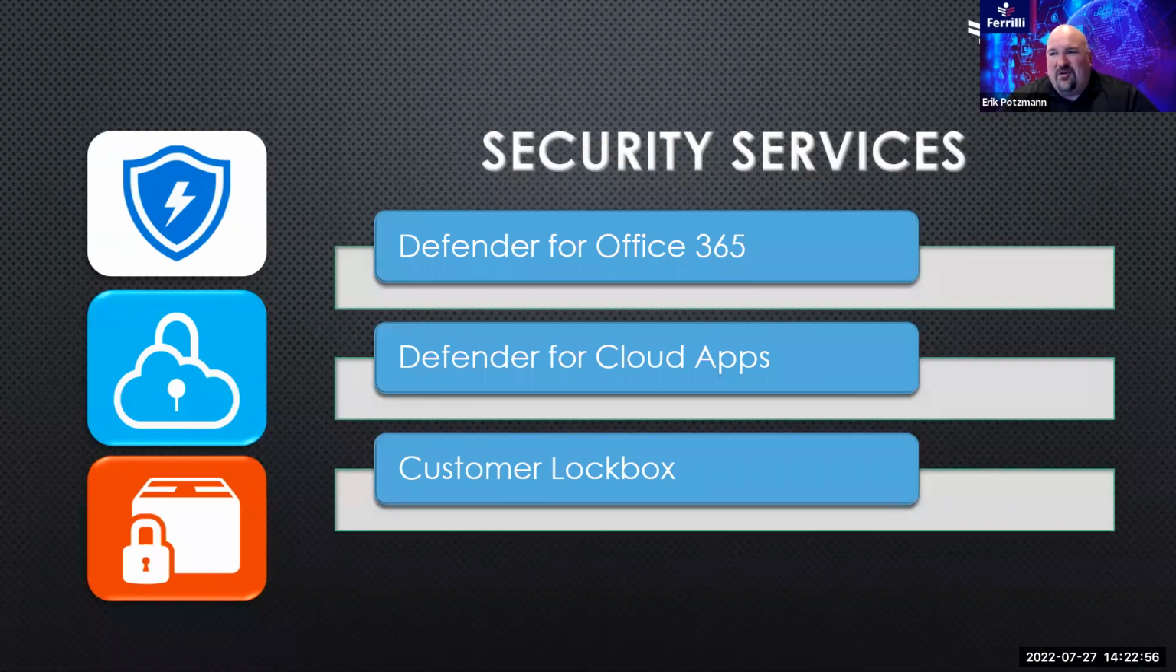Some of the stuff we were talking about before was security services, but now here are more of the security focused services. You do get Defender for Office 365. This adds advanced protections to Exchange Online, Teams, OneDrive, and SharePoint Online. It was formerly called Defender ATP or just ATP.